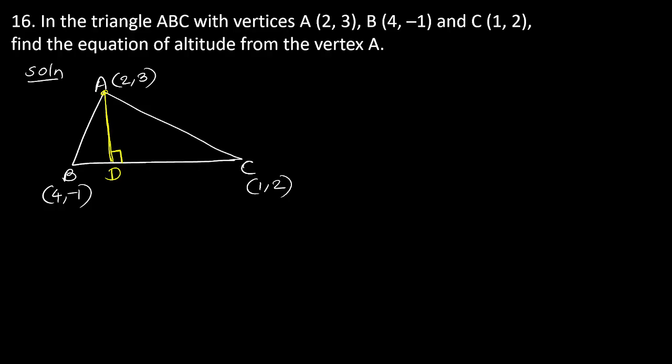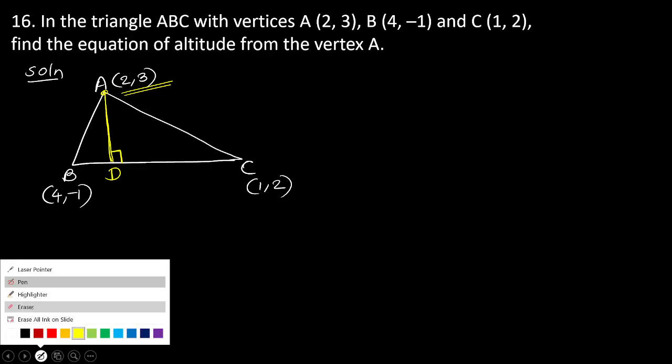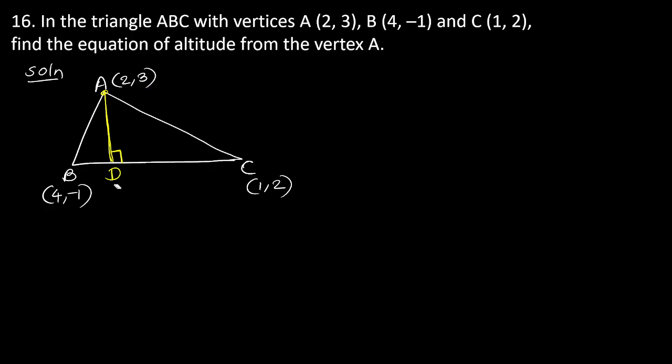Is there any way to find the slope of AD? The point is available. AD passes through 2, 3. If I know the slope of AD, I can find the equation. So let me ask you, is there any way to find the slope of AD?